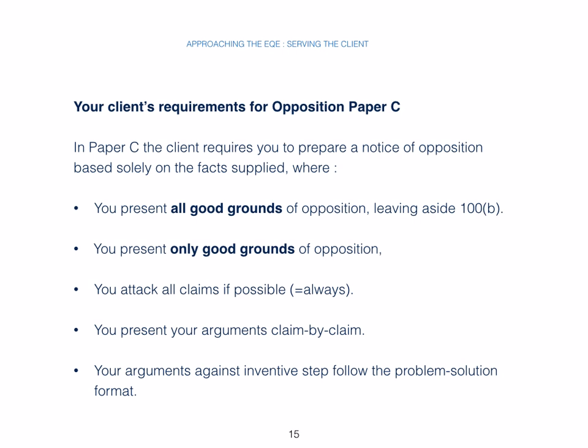You are expected to attack all claims if possible, and so far in the exam, if possible means always. It's always been possible to attack all claims in the opposition paper. You are to present your arguments in a claim-by-claim sequence, separate claim-by-claim, which means normally you start with claim 1, claim 2, claim 3, and so on.